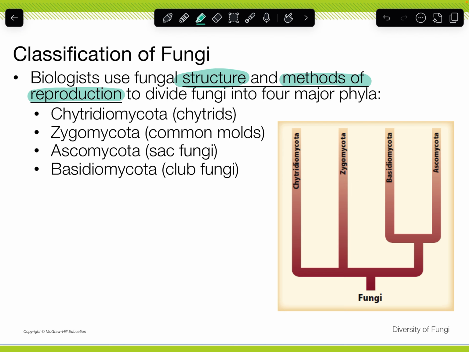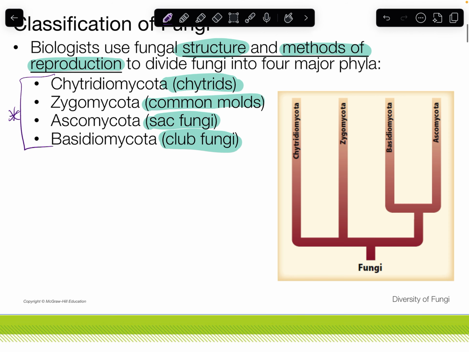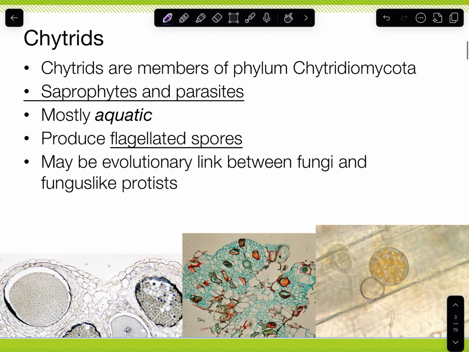Now there are 4. We have phylum Chytridiomycota, which is our chytrids. We have Zygomycota for our common molds, Ascomycota for our sac fungi, and Basidiomycota for club fungi. For fungi, it is going to be important to know the phylum names, right? So these are going to be important. But let's look at chytrids first.